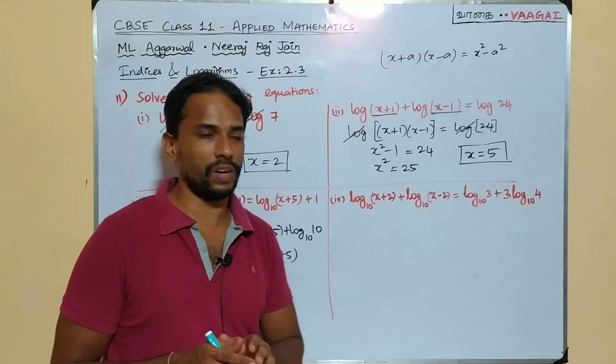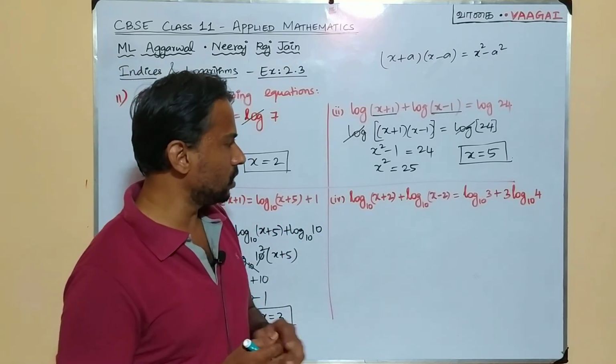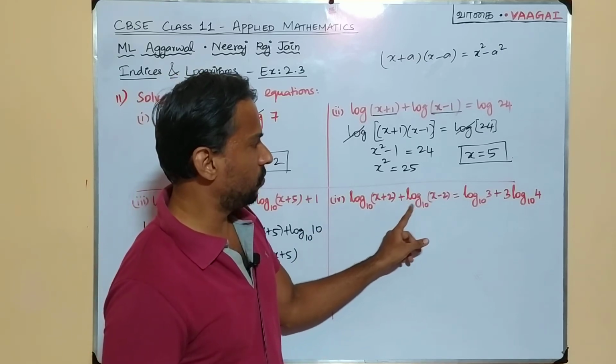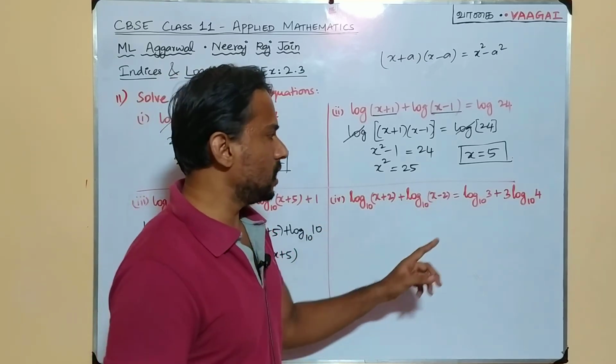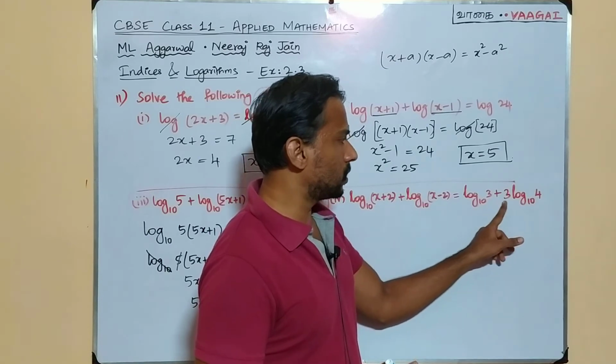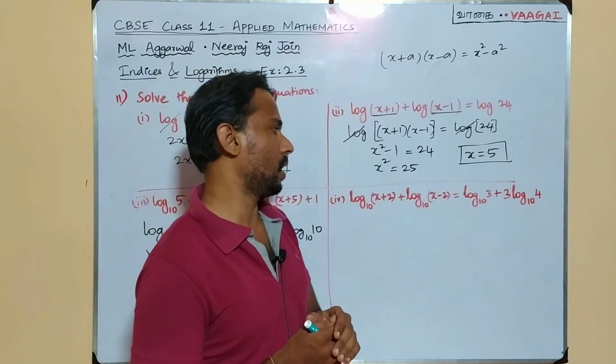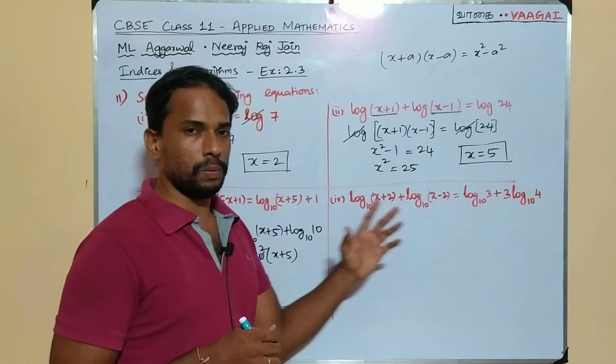And last, one more subdivision we have here, the fourth subdivision. Here our question is log of x plus 2 to the base 10 plus log of x minus 2 to the base 10 is equal to log of 3 to the base 10 plus 3 log of 4 to the base 10. This is what we have, correct? Now we'll try to simplify this one also.